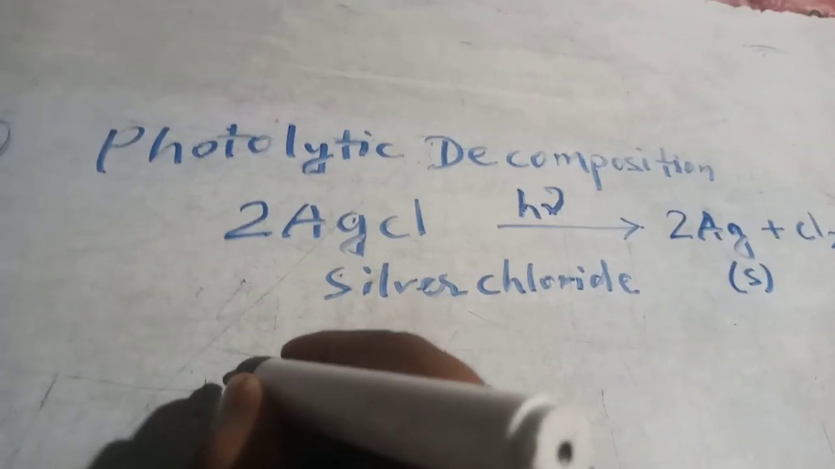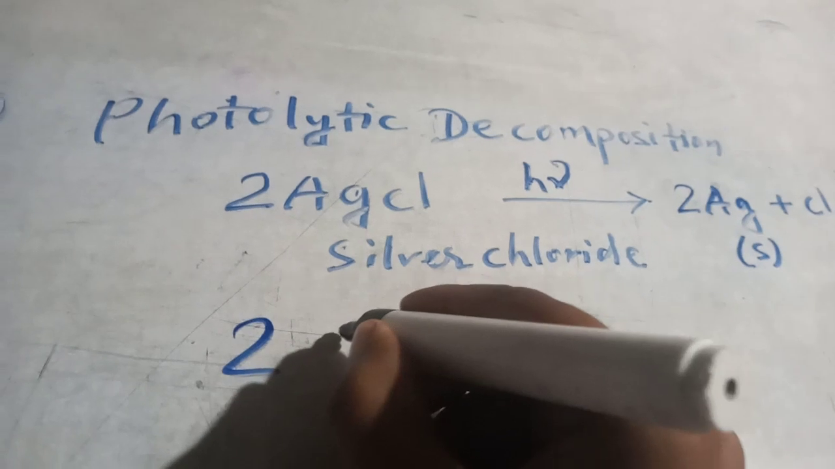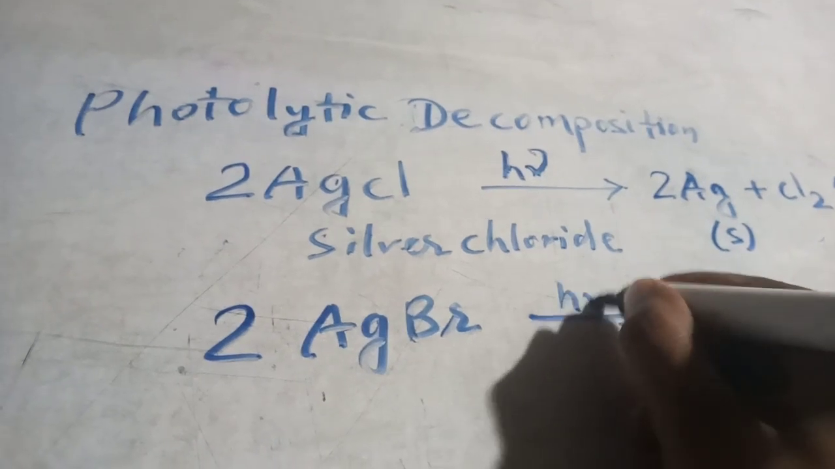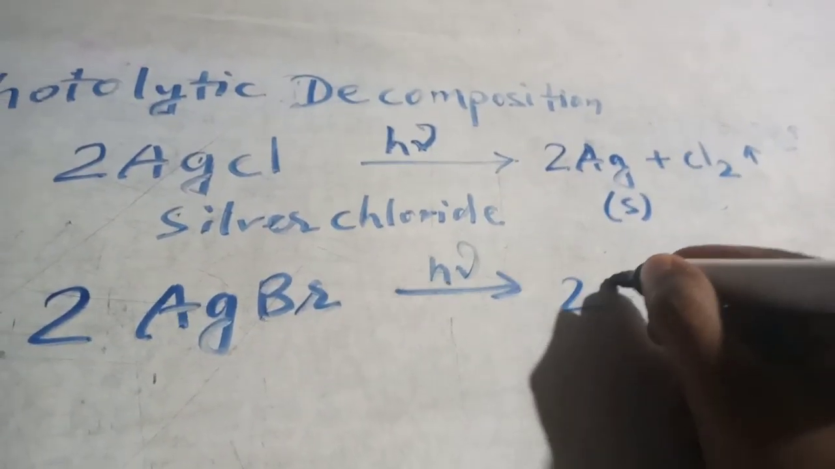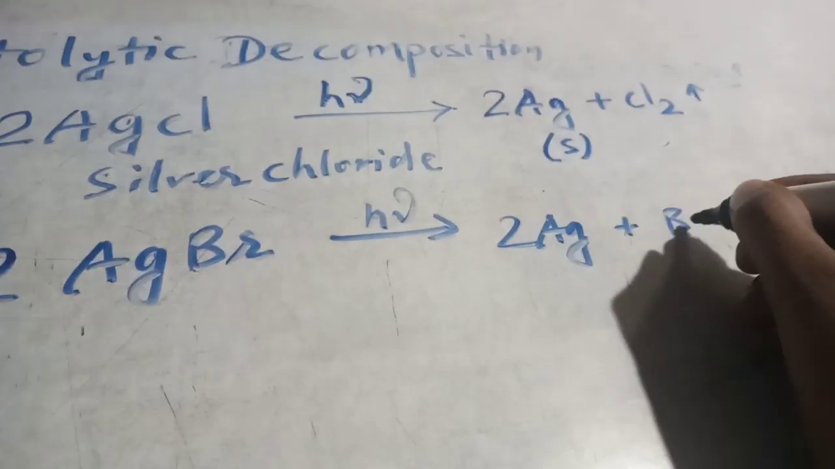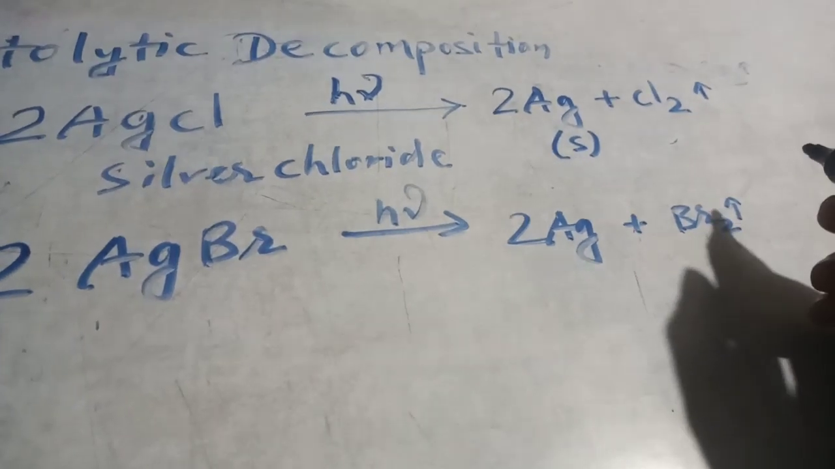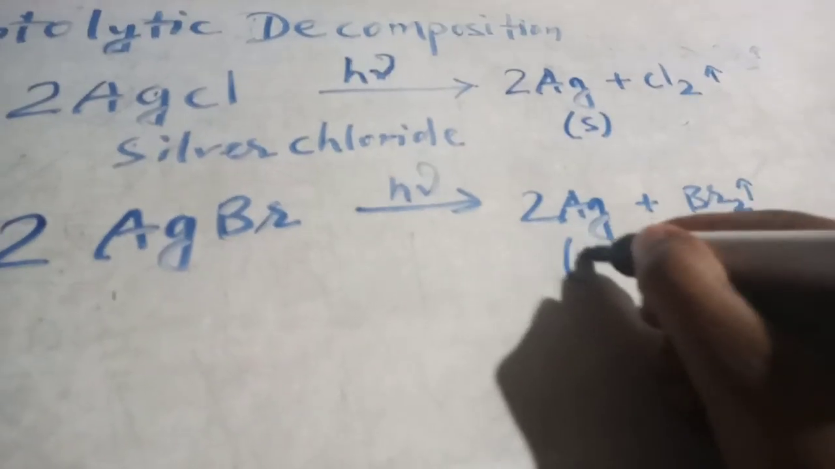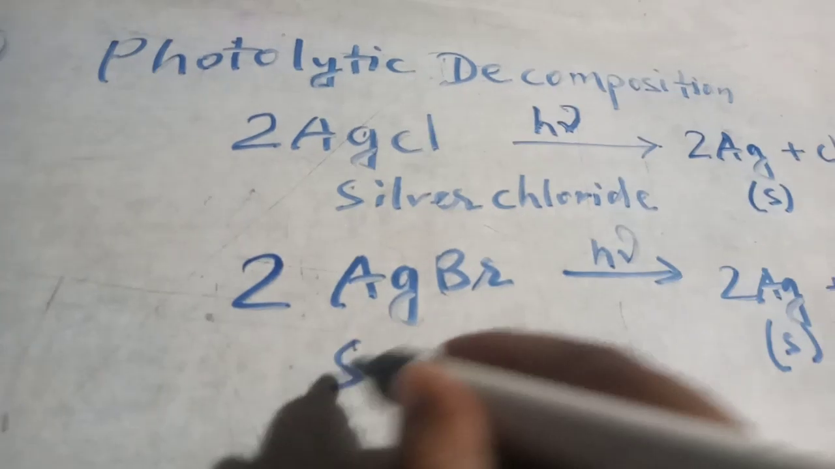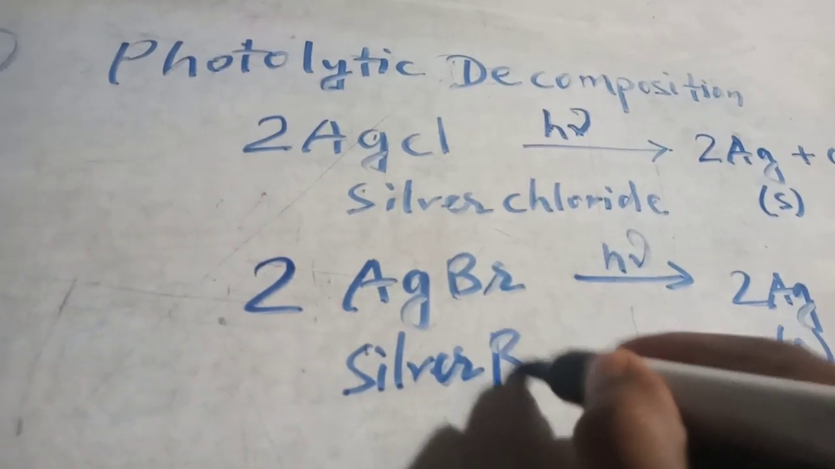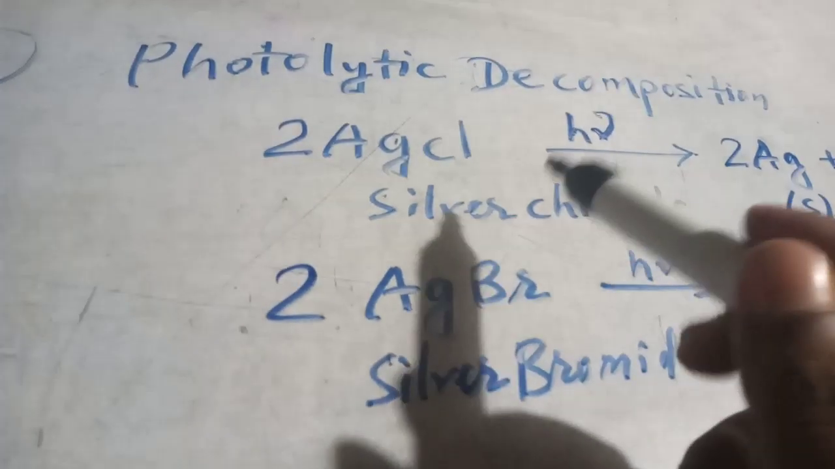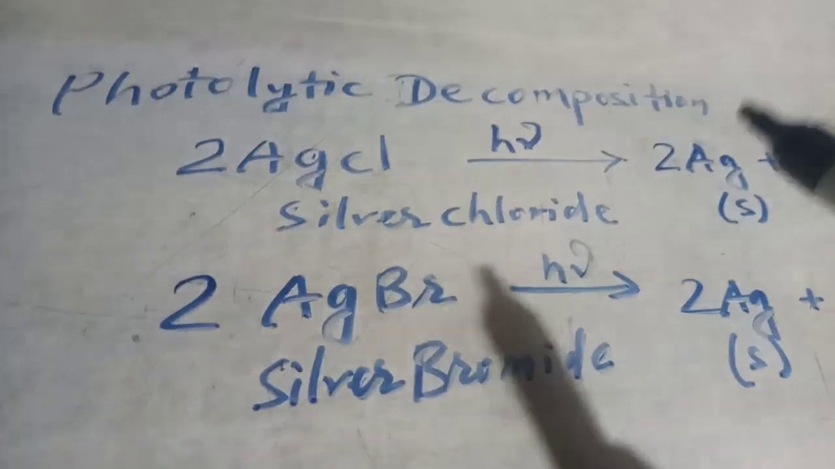You can write 2AgBr, with Hν, will form 2Ag plus Br2 gas. Silver is also solid, and this is silver bromide. So these two reactions are an example of photolytic decomposition reaction.